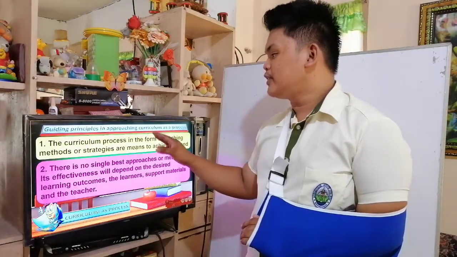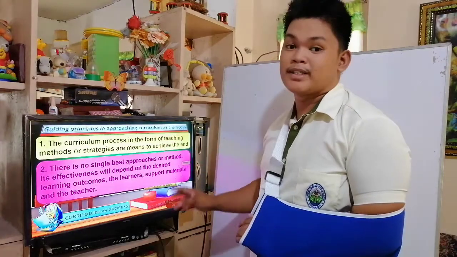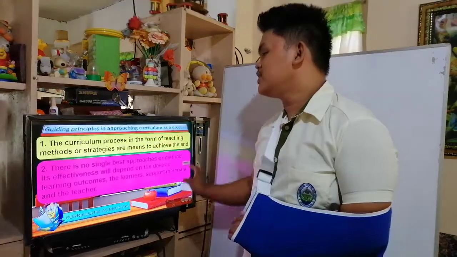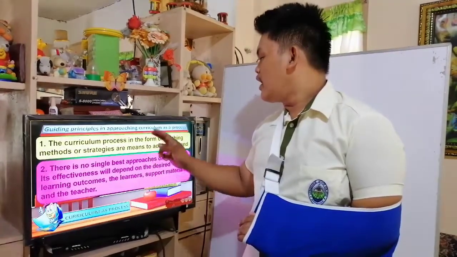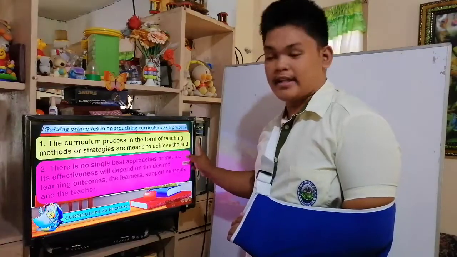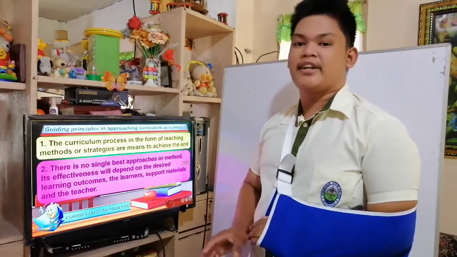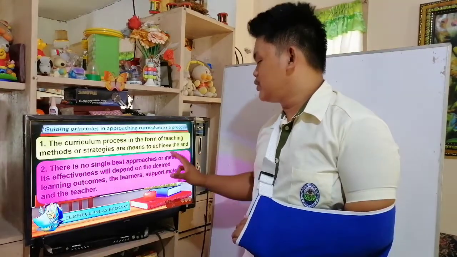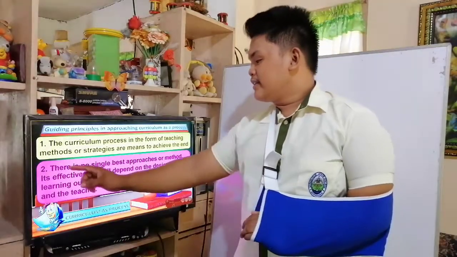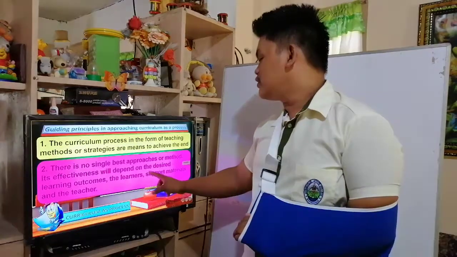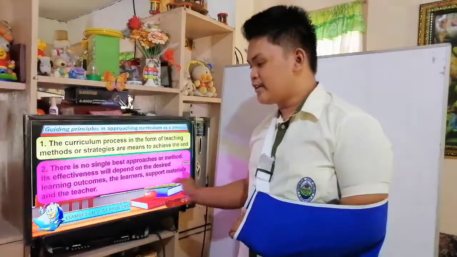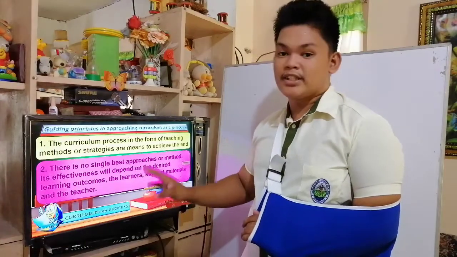We have the guiding principles in approaching curriculum as a process. First, the curriculum process in the form of teaching methods or strategies are means to achieve the end, or the desired learning outcomes. Number 2, there is no single best approach or method. Its effectiveness will depend on the desired learning outcomes, the learners, the support materials, and the teacher.